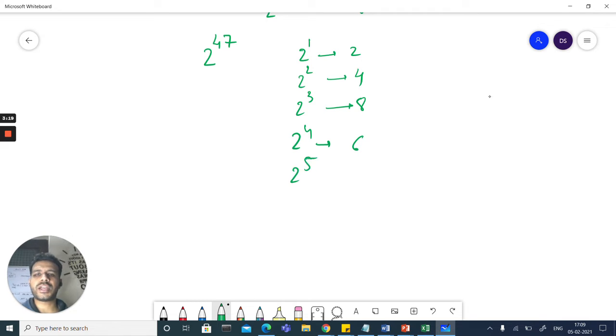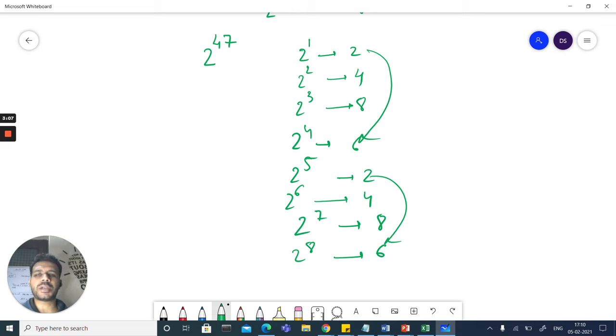2 to the power 5 will give you 2. 2 to the power 6 will give you 4. 2 to the power 7 will give you 8. And 2 to the power 8 will give you 6. Now, if you see, there is a pattern. This pattern is running again and again, so that means there is a cyclicity. We have a cyclicity of 4. After every 4 terms, it will again be 2, 4, 8, 6, 2, 4, 8, 6.